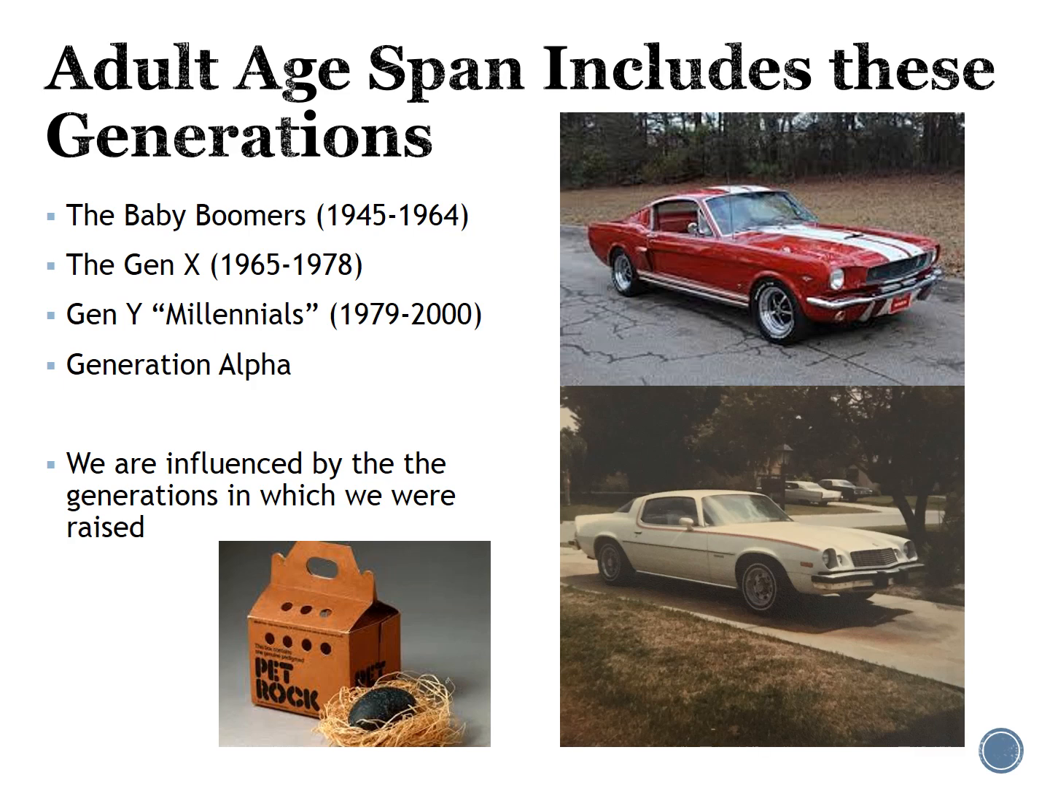The adult lifespan includes these generations: the baby boomers from 1945 to 1964, the Gen Xers from 1965 to 1978, the Gen Ys, or what we call the millennials, from 1979 to 2000, and the next generation would be Generation Alpha. We are definitely influenced by the generations in which we were raised.